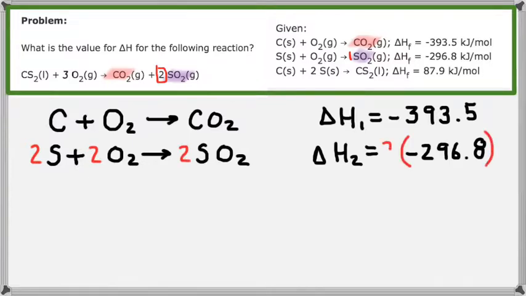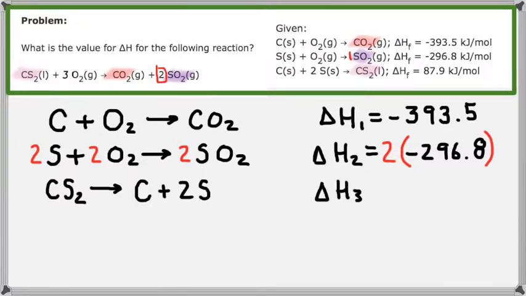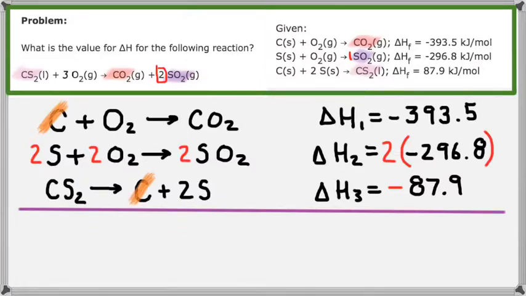If we multiply the reaction times 2, we need to multiply the enthalpy value as well. Because if you look at the units on this, it's kilojoules per mole, and now we're producing 2 moles of sulfur dioxide. So again, that's why we're multiplying that one times 2. In the third reaction here, we have some carbon disulfide, which appears as a product in the reaction that we're given, and it's a reactant in the one that we're trying to create. So again, we're going to flip that one and change the sign of the enthalpy value, just like we did in the previous example. Now we're going to cross out things that appear on opposite sides.